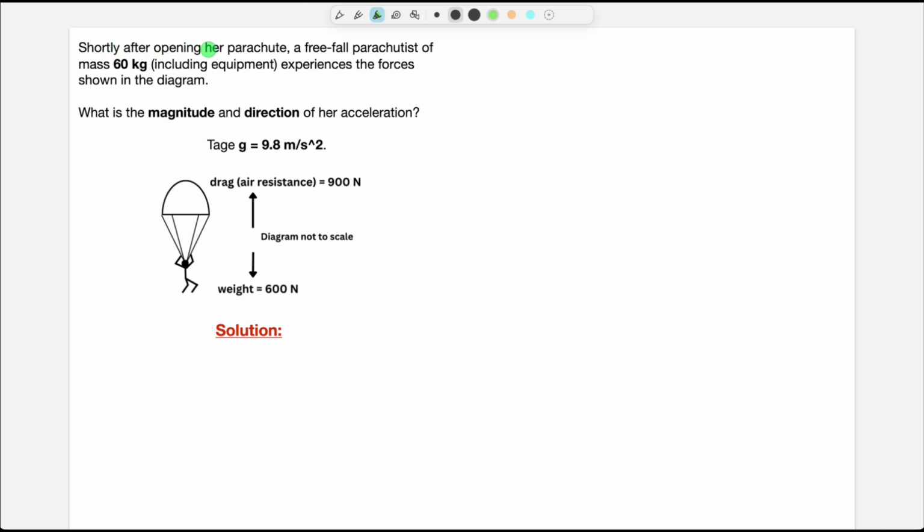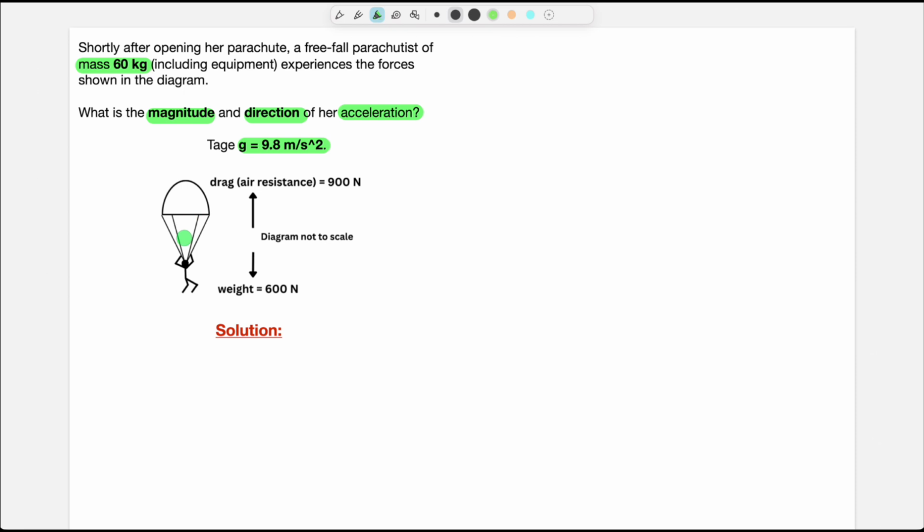Shortly after opening her parachute, a free-fall parachutist of mass 60 kilograms, including the equipment, experiences the forces shown in the diagram. In this problem, I'm going to show you how to find the magnitude and direction of her acceleration. Take acceleration due to gravity to be 9.8 meters per second squared.